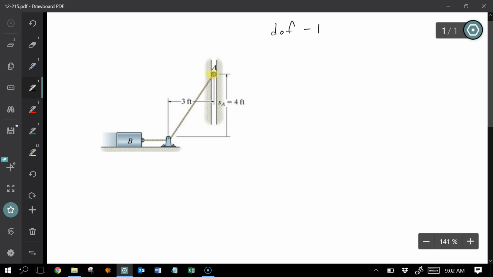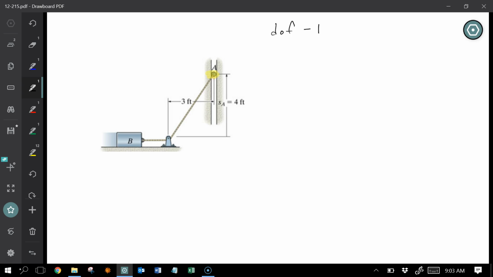Then you hold A and you ask, can something else move, not go limp, not break, not fall apart? And the answer is no. So the degree of freedom is 1. What this means is if you give me one position, I can find all other positions. If you give me one velocity or speed, one single dot term, I can find any single dot term you want. If you give me one double dot term, one acceleration term, I can find any acceleration you want.